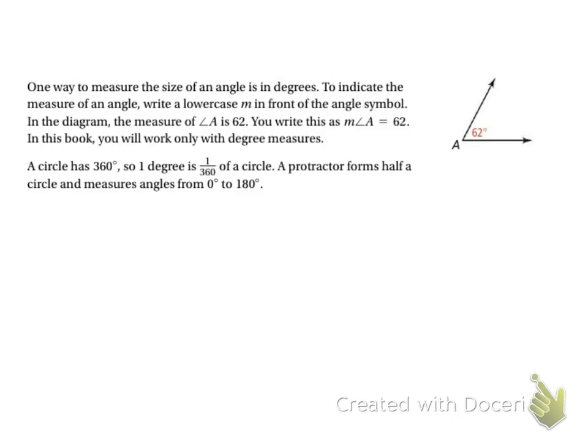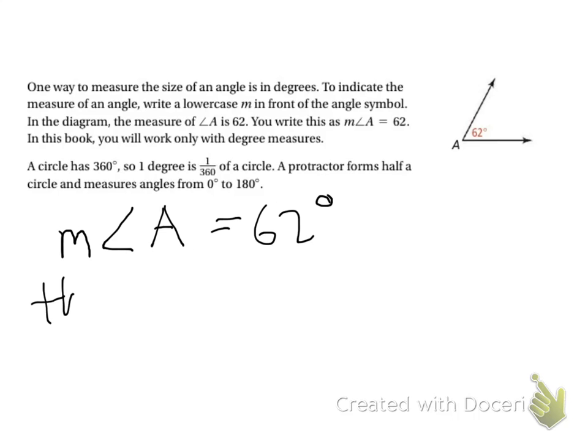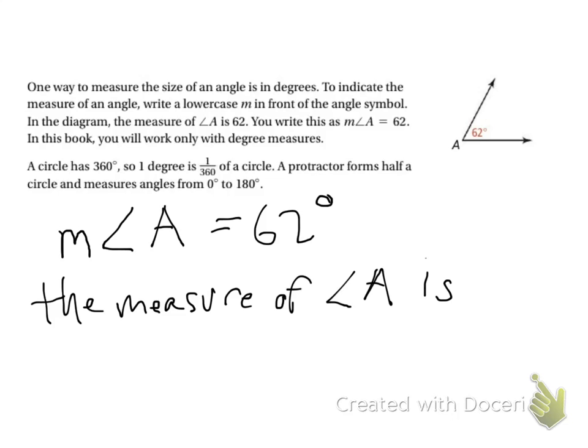Okay, so if we measure an angle in degrees, we can either write it with an M out front of the angle. So this is angle A. If I do M and then the angle symbol and A, I can say it's 62 degrees. That tells me the measure of angle A is 62 degrees. I could also write that out in words: the measure of angle A is 62 degrees.